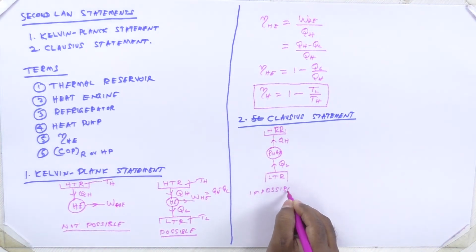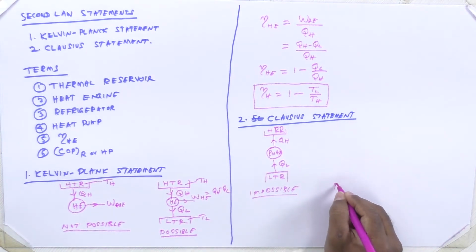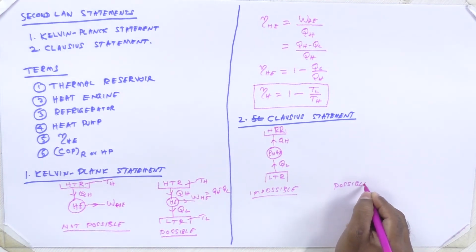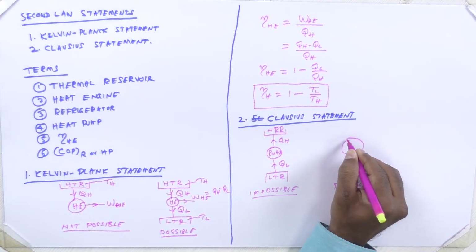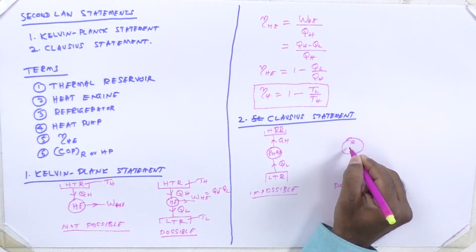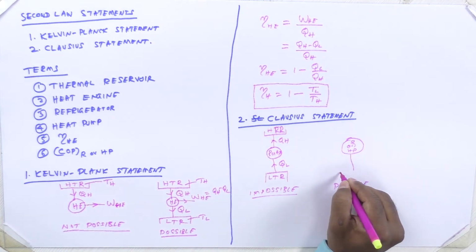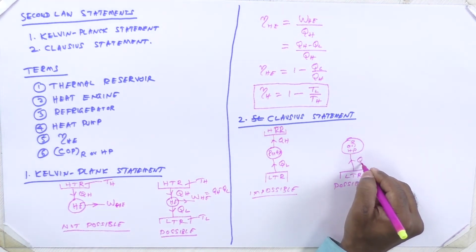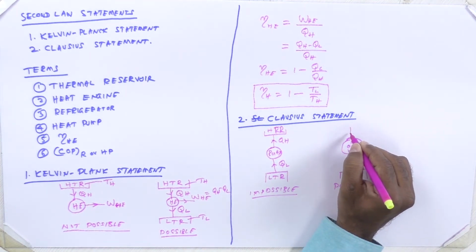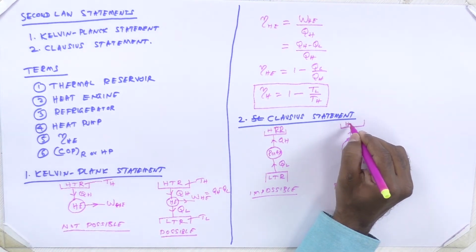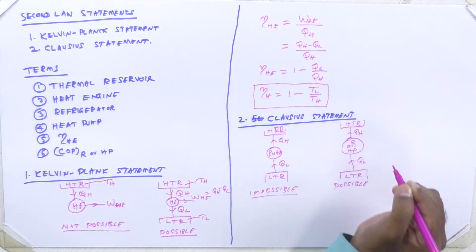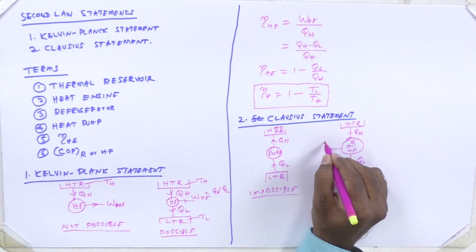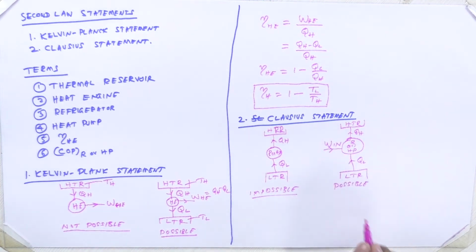This is impossible. Then what is possible? The possible device according to the Clausius statement is either a refrigerator or a heat pump. It takes QL amount of heat from the low temperature reservoir and gives it to the higher temperature reservoir. So QH is the amount of heat given to the higher temperature reservoir by supplying some work input. When we supply some work input, this is possible. This is according to the Clausius statement.